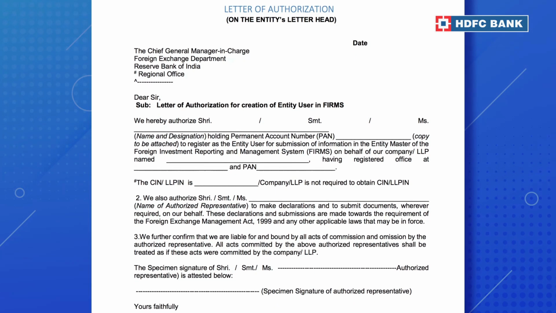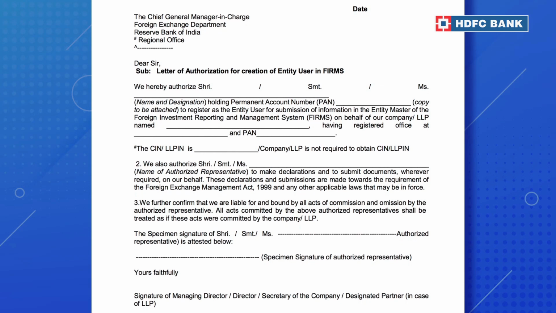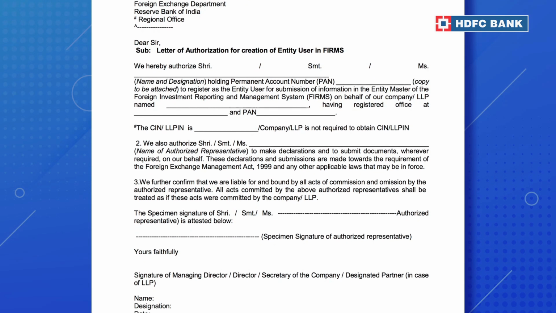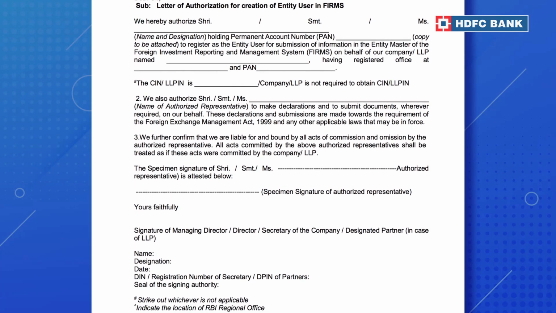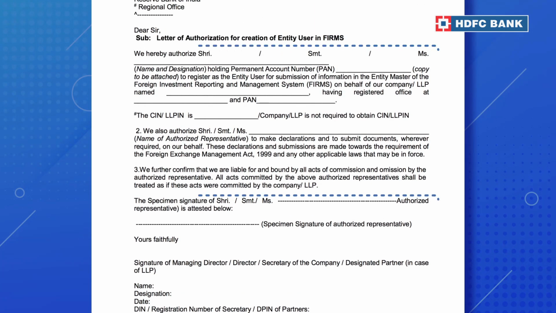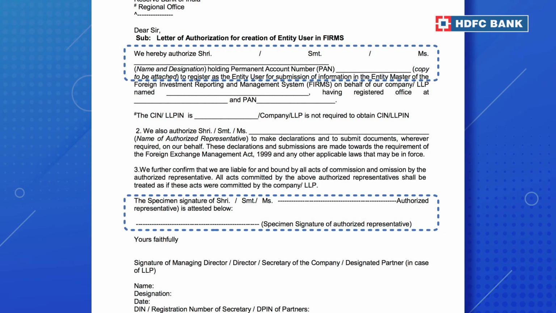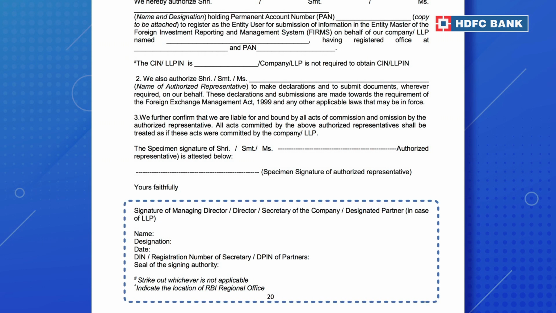in place. An authorization letter in the prescribed format on letterhead of the entity is to be uploaded on the registration page along with self-attested copy of PAN of person proposed to be authorized as an entity user. The format of authorization letter is available in the entity user manual, which can be accessed from the FIRMS portal. The name, PAN and specimen signature of the authorized representative are to be provided in the authorization letter along with name, PAN and CIN/LLPIN of the entity. The letter is further required to be authorized by Managing Director or the Director or the Company Secretary or the designated partner in case of LLP.